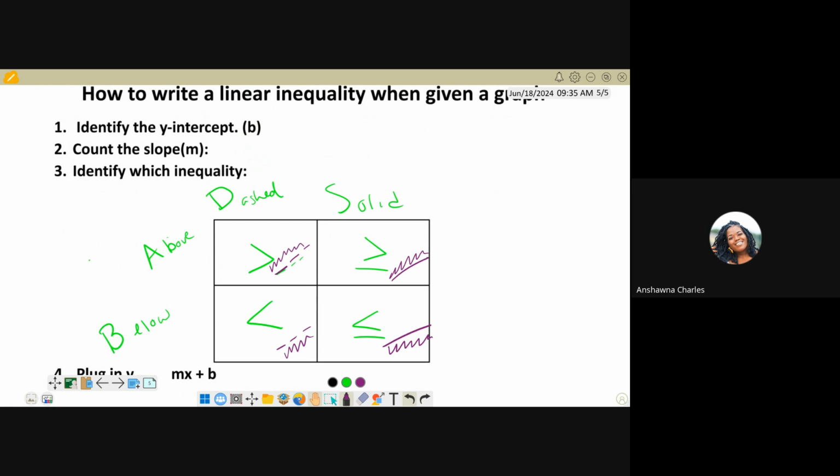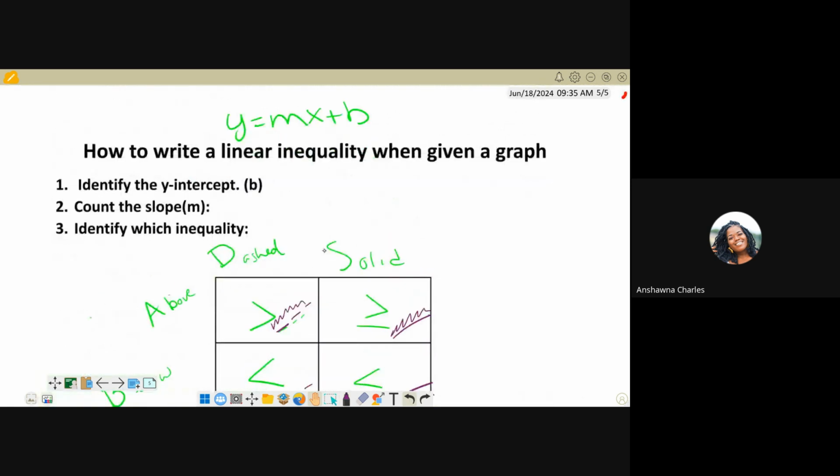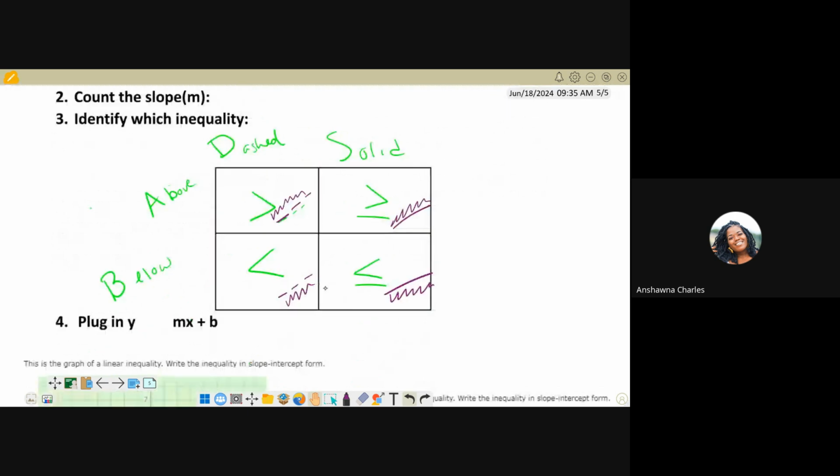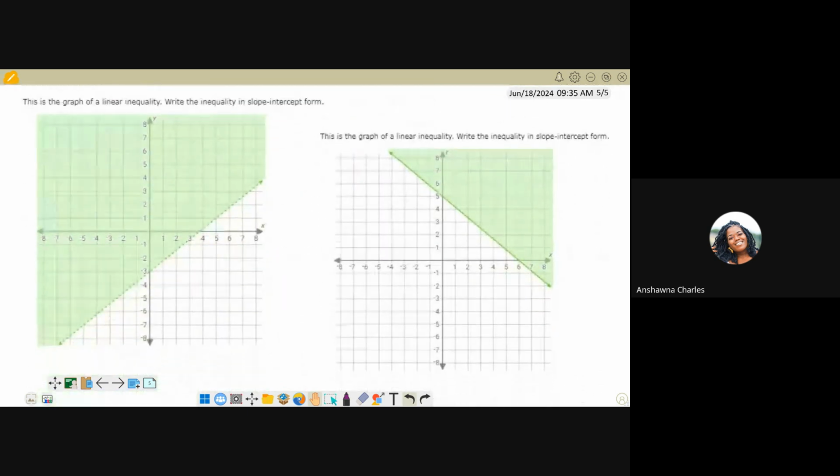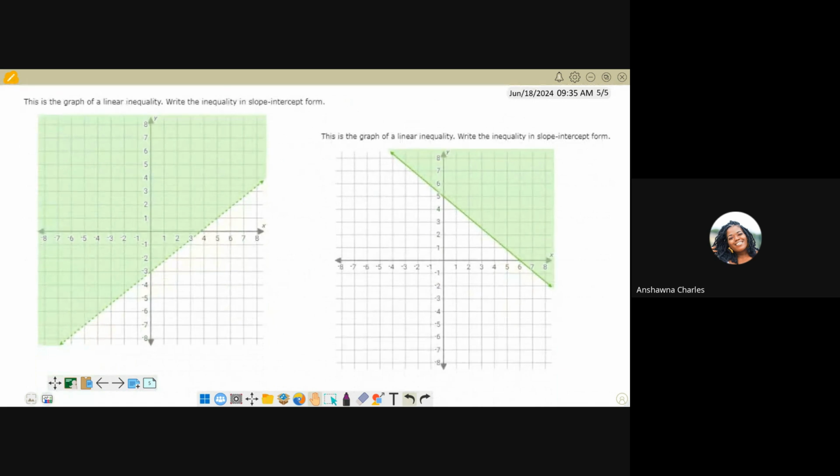All right, we're going to do two examples. I snipped both of these straight from Excel. So the first step is to find my b. Your b is your y-intercept. If you look for where it's crossing the y-axis, so where does this line cross the y-axis? At -3. So b equals -3.